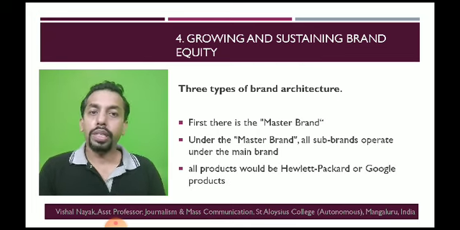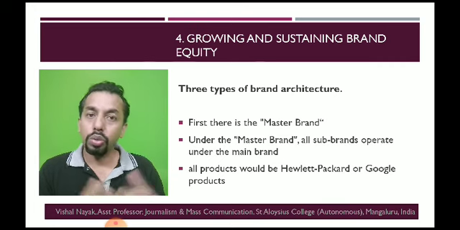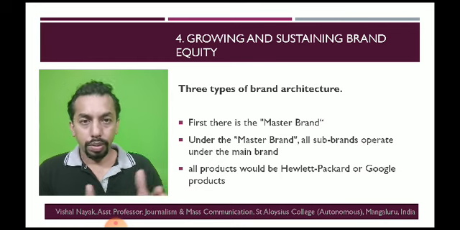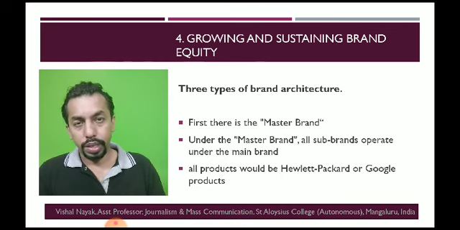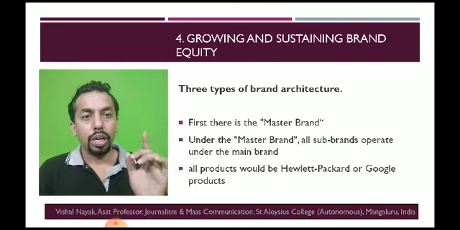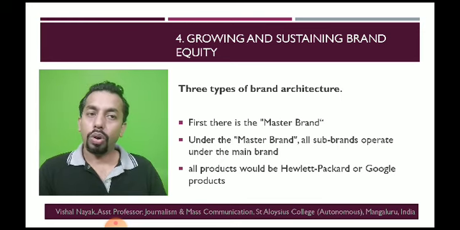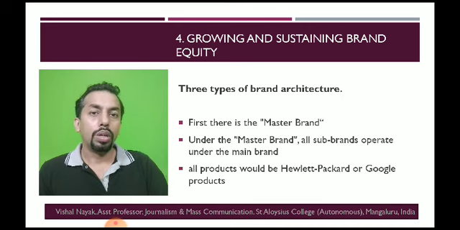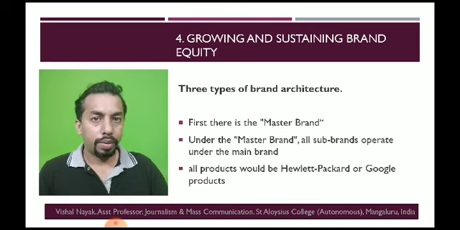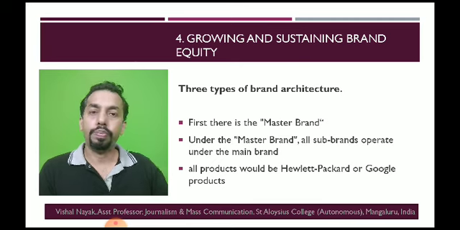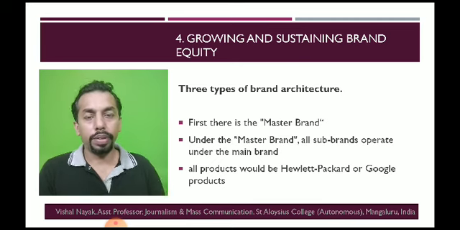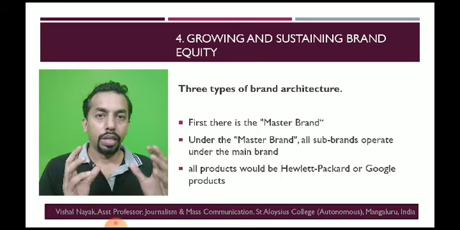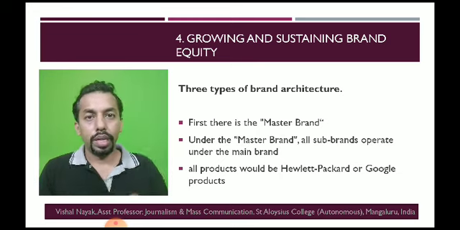All products would be Hewlett Packard or Google products. I'm giving examples from the book here, but I've also given you oral examples from the Indian market as I promised. All products would be HP or Google products: Google Mail, Gmail, Google Duo, Google Android. Everybody knows Android is not branded as Google Android, but we know that Android belongs to Google because they make sure every time that you have to sync with this, sync with that.